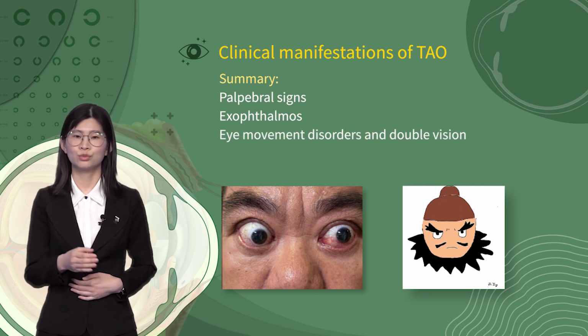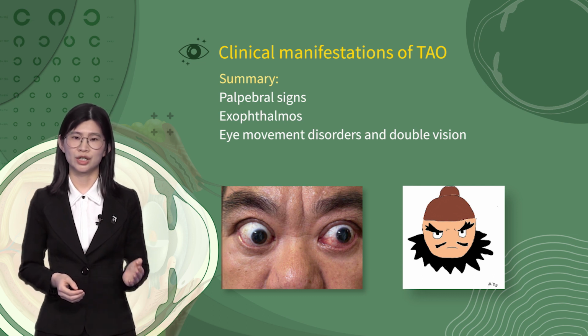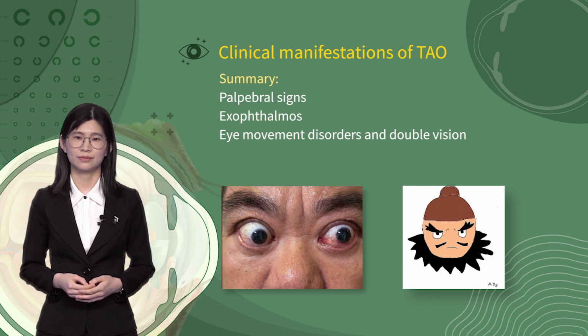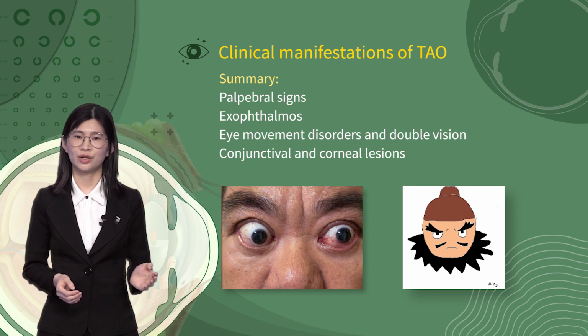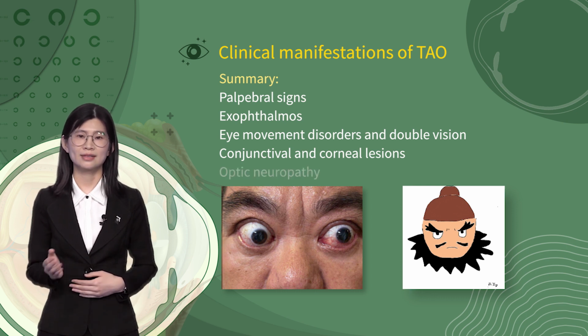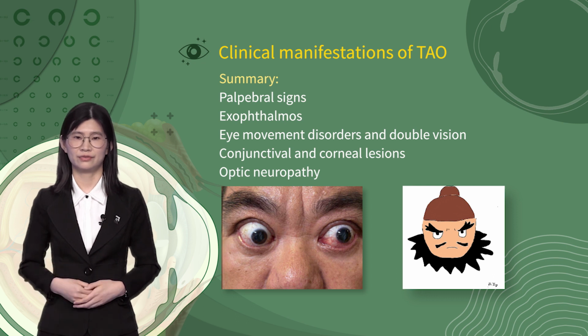Ask the patient to move the eyeball in different directions to check for movement restrictions and double vision. Also, examine the conjunctiva and cornea with the slit lamp to check for edema or redness. Lastly, look at the status of the retina and the optic nerve.